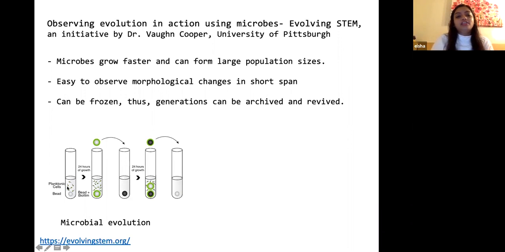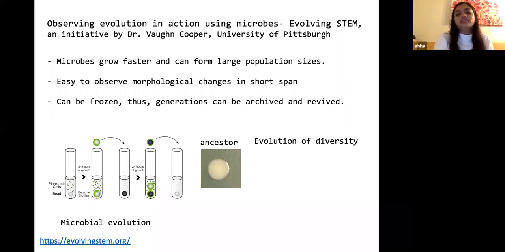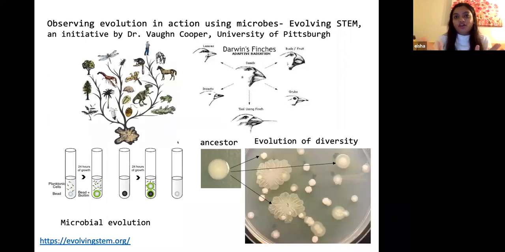And just imagine this is your ancestor population, right? You can freeze it, and you can also freeze your day 6 population. And then you can revive it on a particular day and see what is the difference between these two. So what you can see is this is your ancestor, and this is how the ancestor colony would look. Whereas your evolved colonies or evolved population looks like this. It makes different characterization. It looks different from the ancestor.